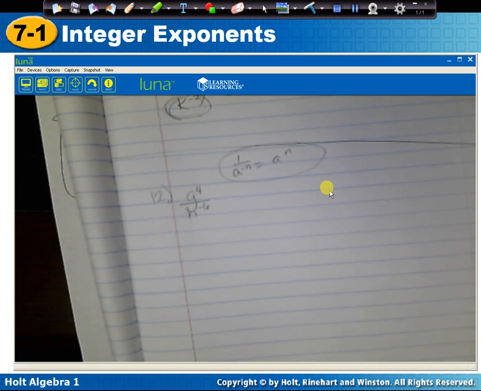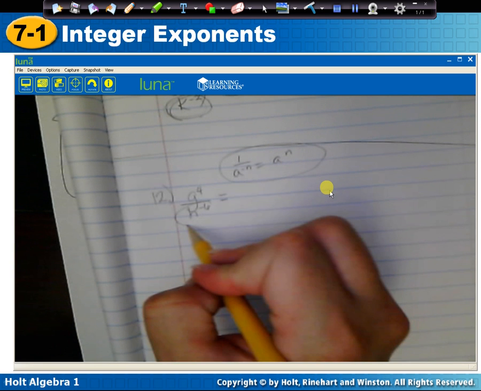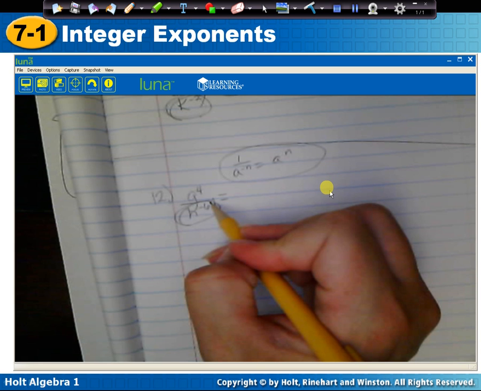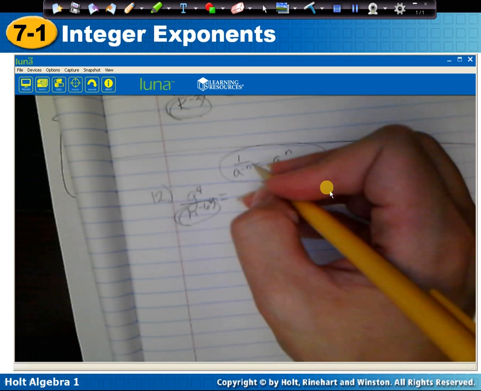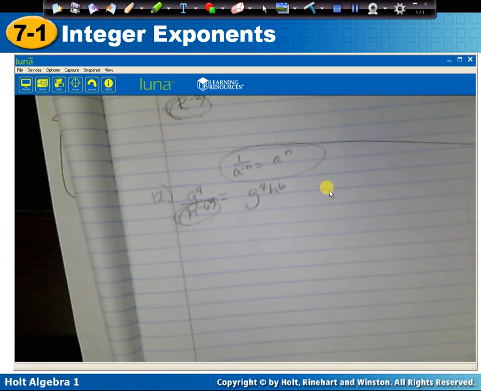Hopefully you've paused the video and tried this on your own. Let's go ahead and look at the answer. Your h is the only thing in your problem that has a negative exponent, so it's going to be moved to the top to be with your g to the fourth. So you have g to the fourth, h to the 6 as your final answer. Go ahead and make sure that you get that copied down before you move on.